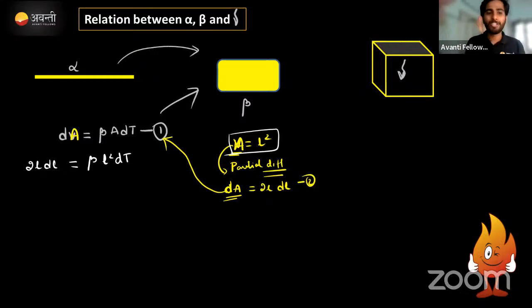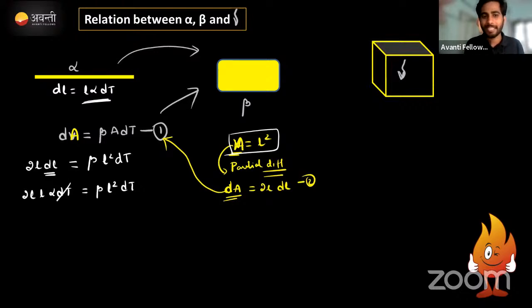Clear? And also we know, guys, dl, the equation for dl that we got: dl will be equal to l alpha dt. I will substitute the dl value here. Then 2l into, substituting here, l into alpha dt is equal to beta l square dt. Here dt cancels with dt. Here l into l means l square, this is l square, cancels.